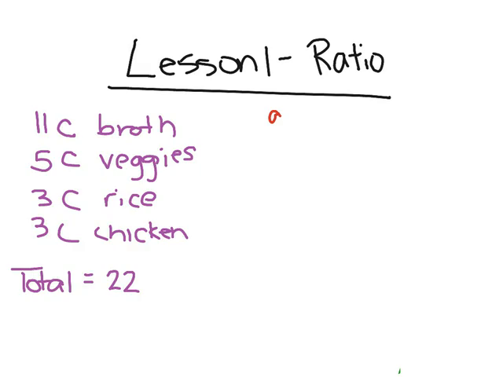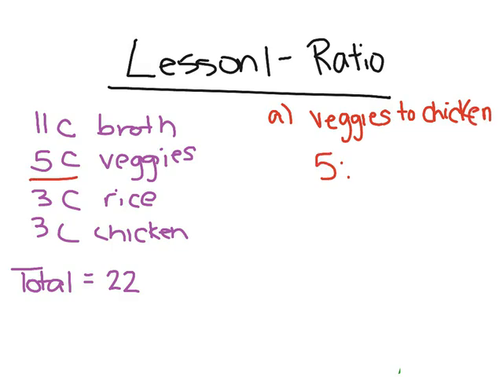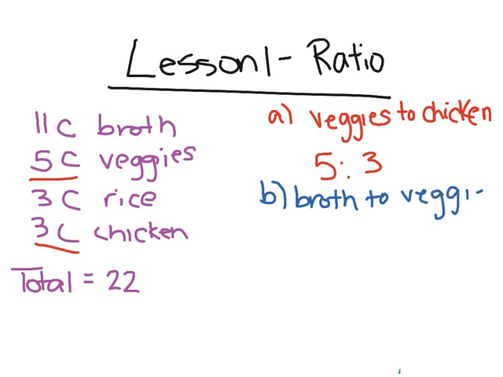First, A, what is the ratio of veggies to chicken? So we pick our veggies number, which is 5, to our chicken number, which is 3. B, what is the ratio of broth to veggies? So this time we're going to pick our broth number, which is 11, and our veggies number, which is 5.